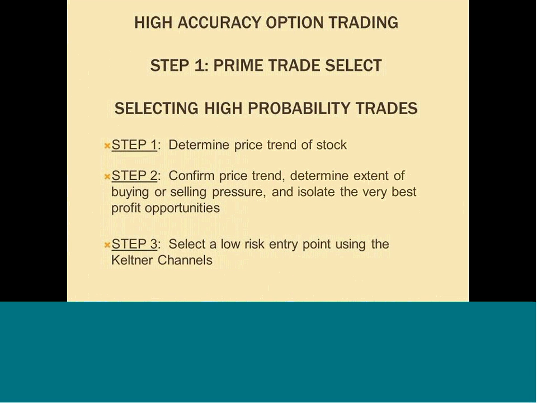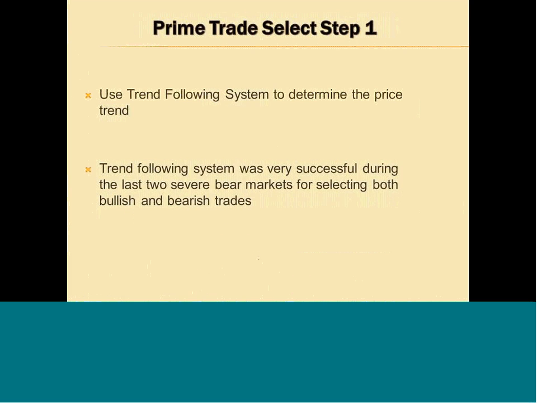And step two of Prime Trade Select is we want to confirm the price trend, and we use two trend confirmation indicators to confirm the price trend. On any given day, there can be hundreds of stocks that are on a buy signal according to our trend following system. So the goal of step two is to narrow down that list to the stocks with the best profit potential.